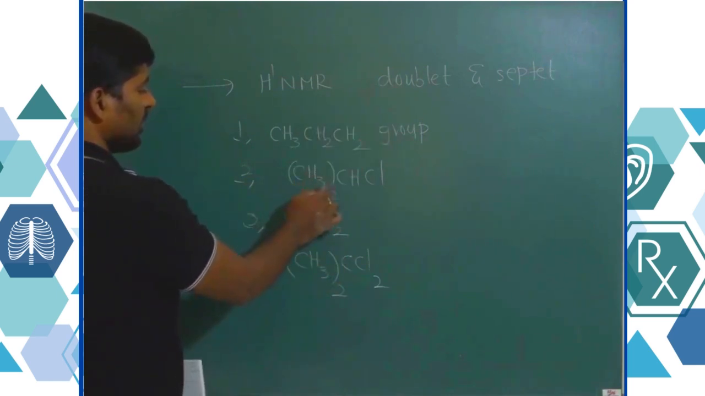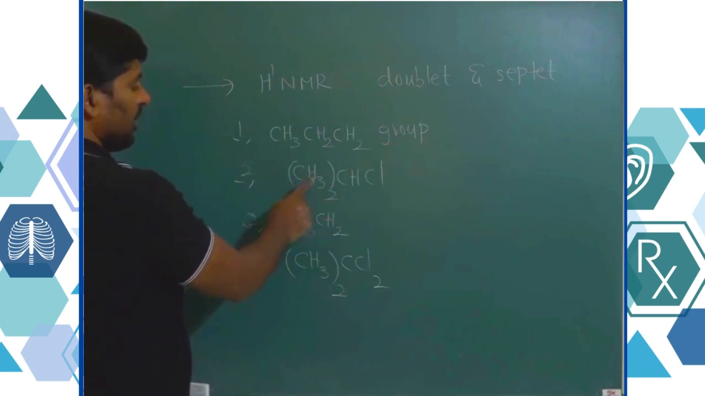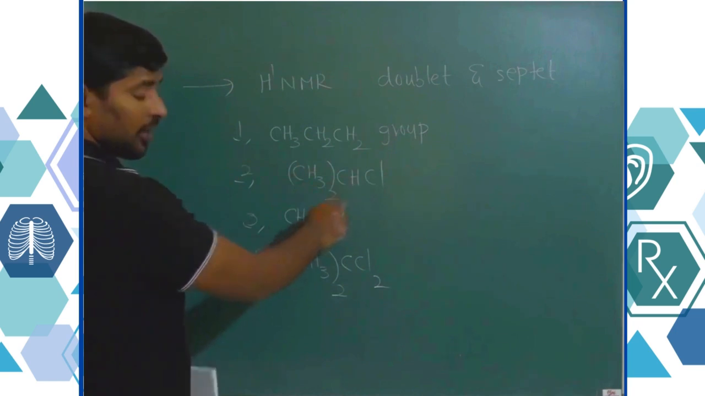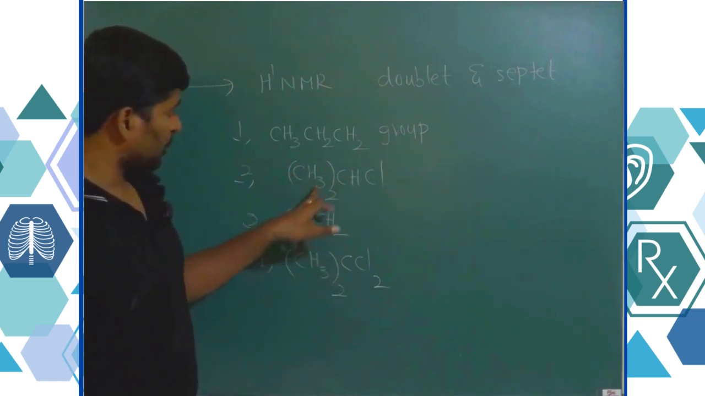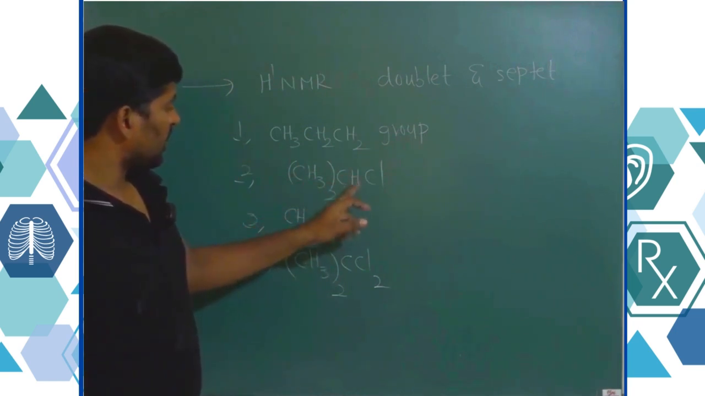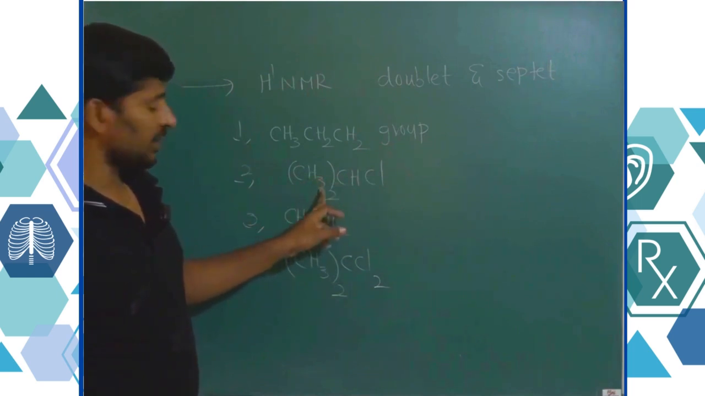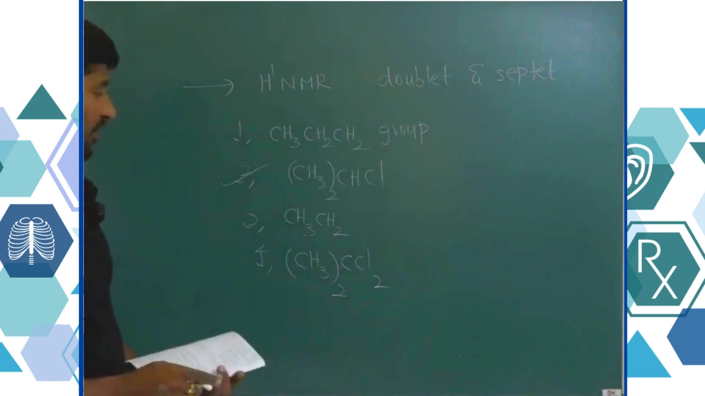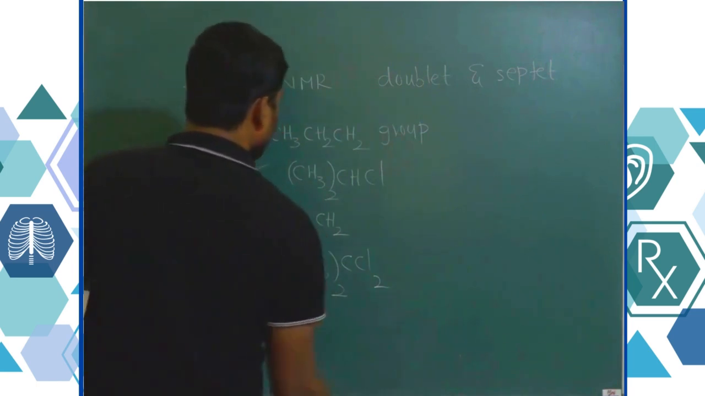Here all these 6 protons are the same, so this is A type of proton, and this 1 proton is B type. So for these 6 protons we will get a doublet. For this single proton we will get 1 plus 6, that is 7, a septet. So it belongs to (CH3)2CHCl.